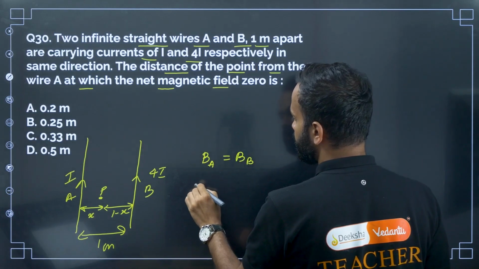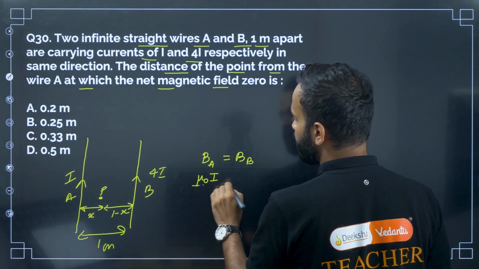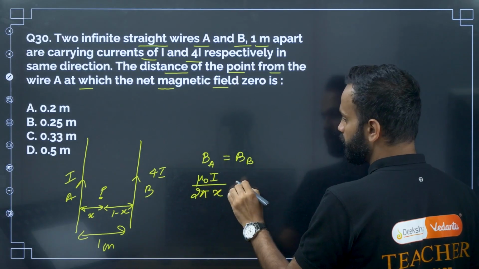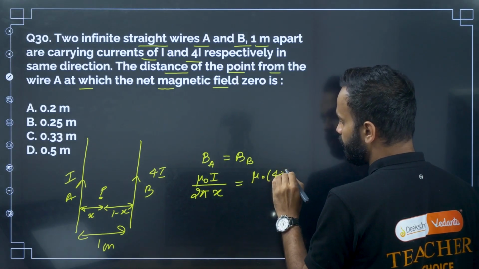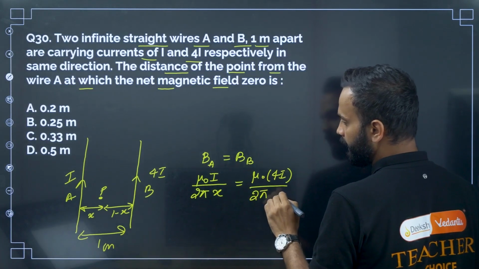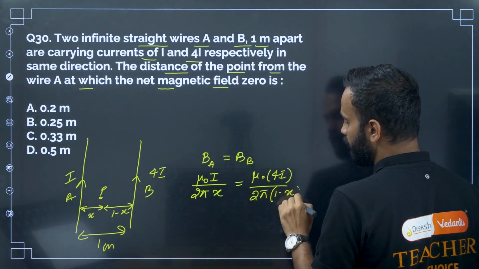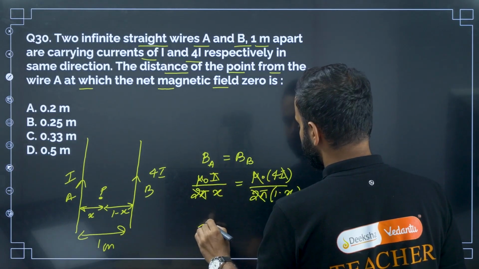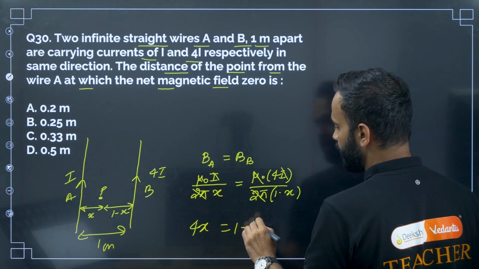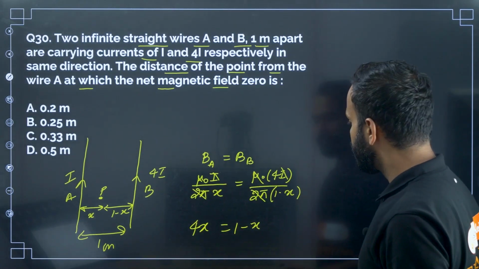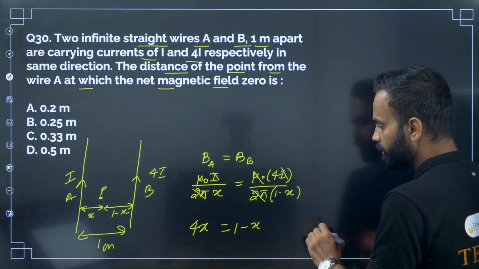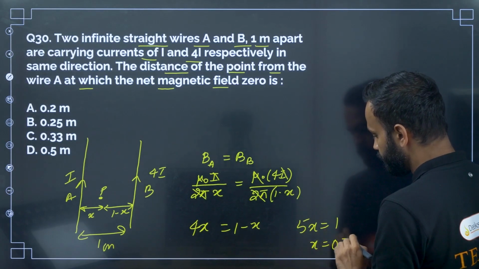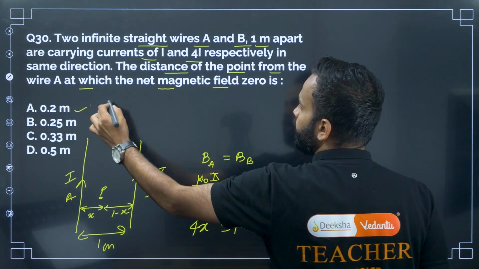Magnetic field due to wire A is mu naught I divided by 2 pi x, which is equal to mu naught 4I divided by 2 pi into (1 minus x). Now mu naught I by 2 pi will get cancelled. So 4x equals 1 minus x, so 5x is equal to 1, so x equals 0.2. The correct option is A.